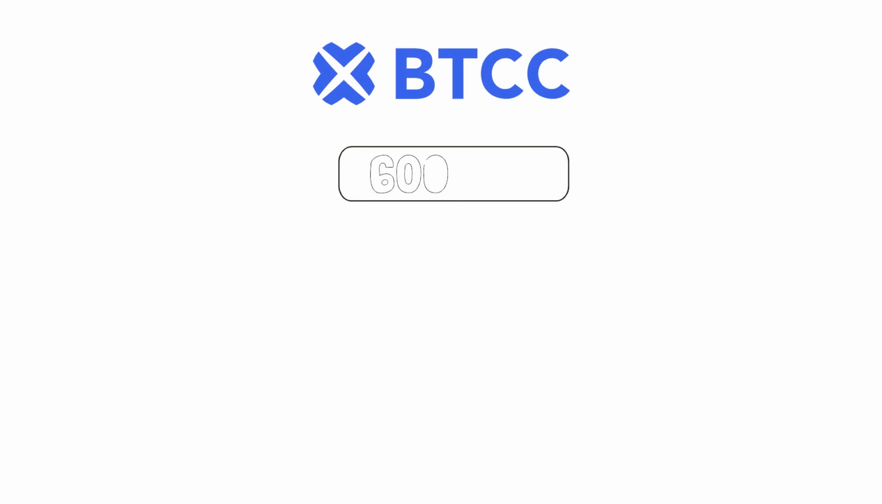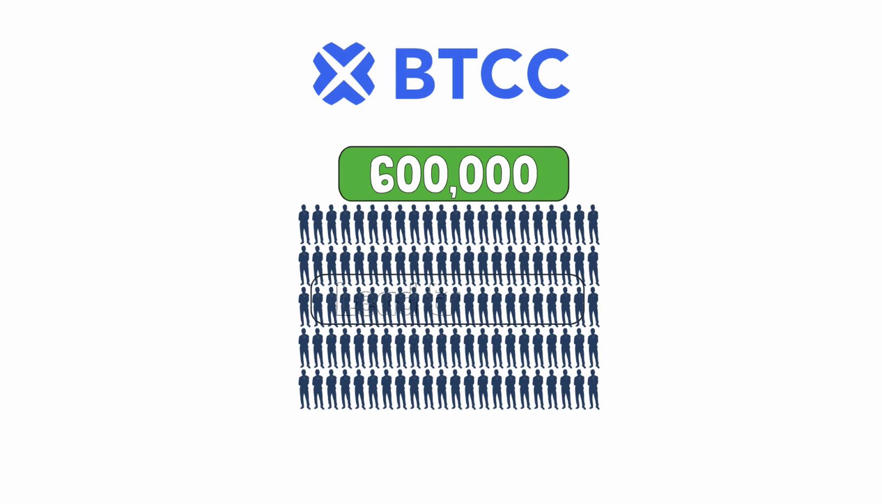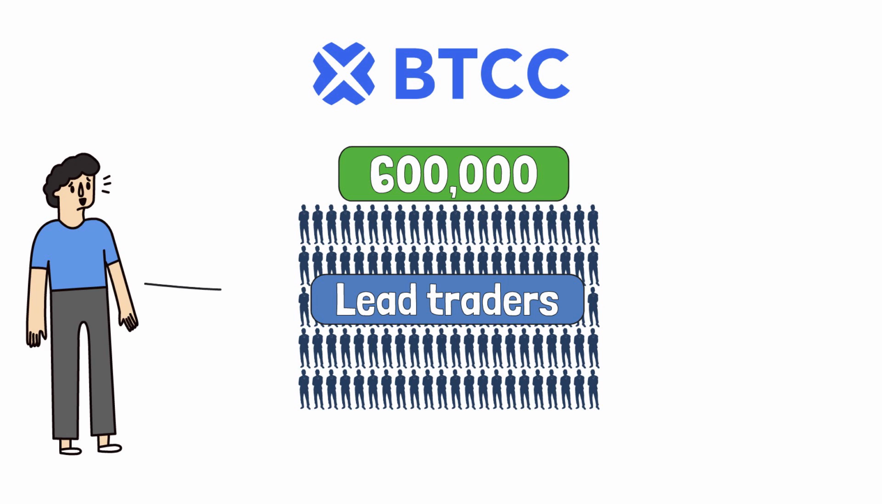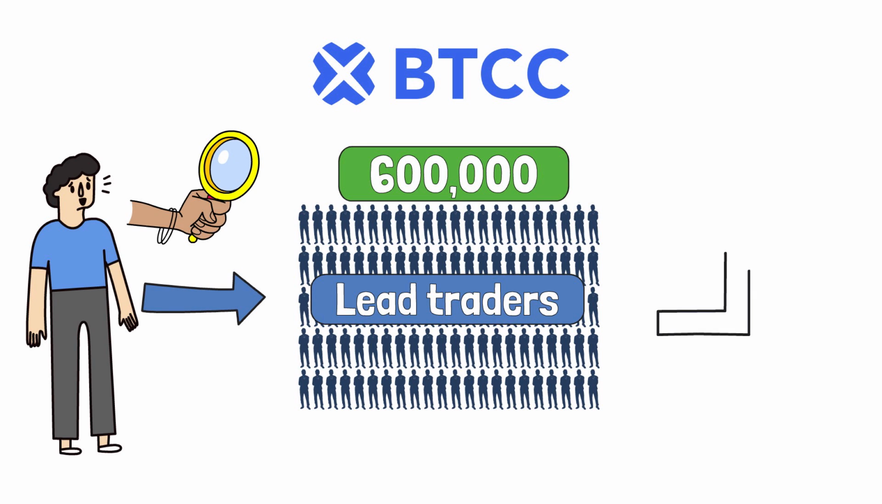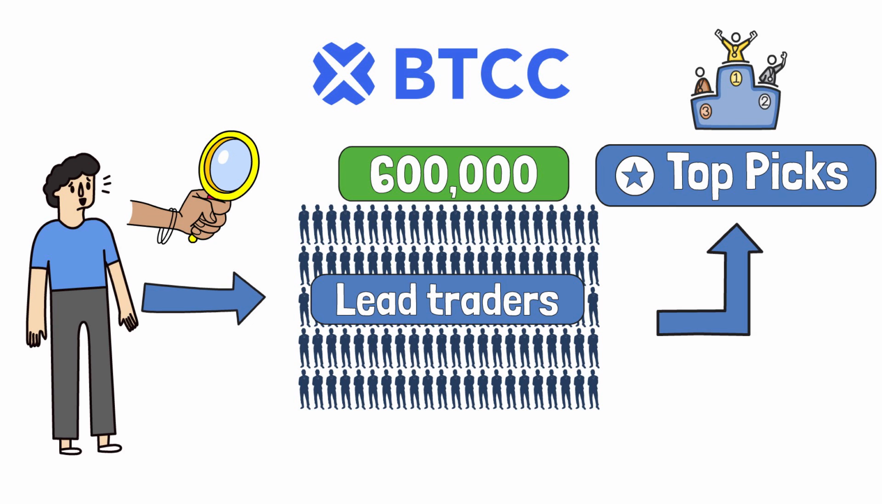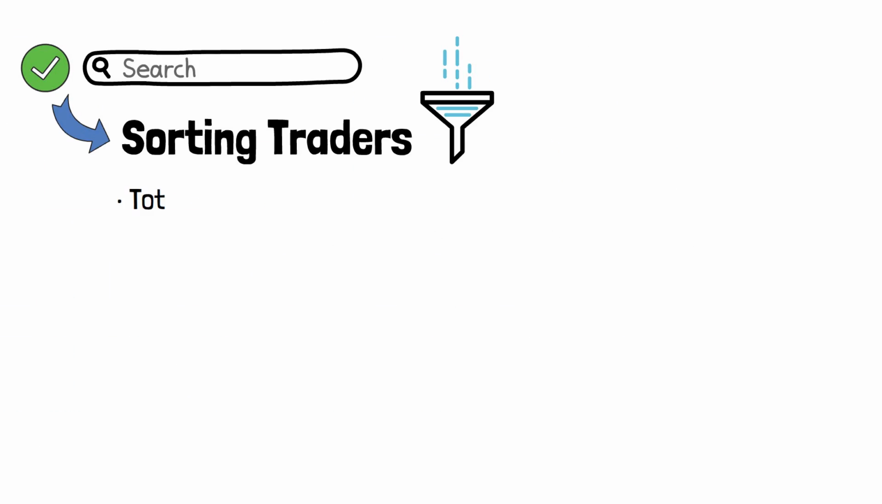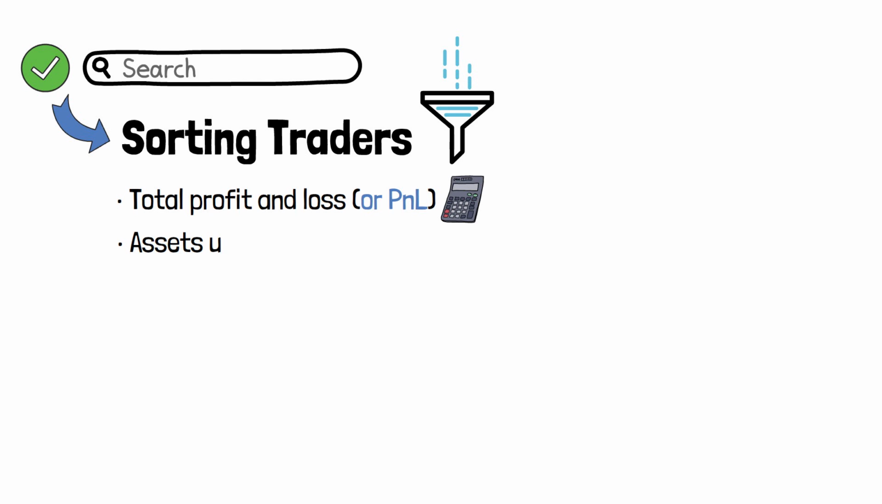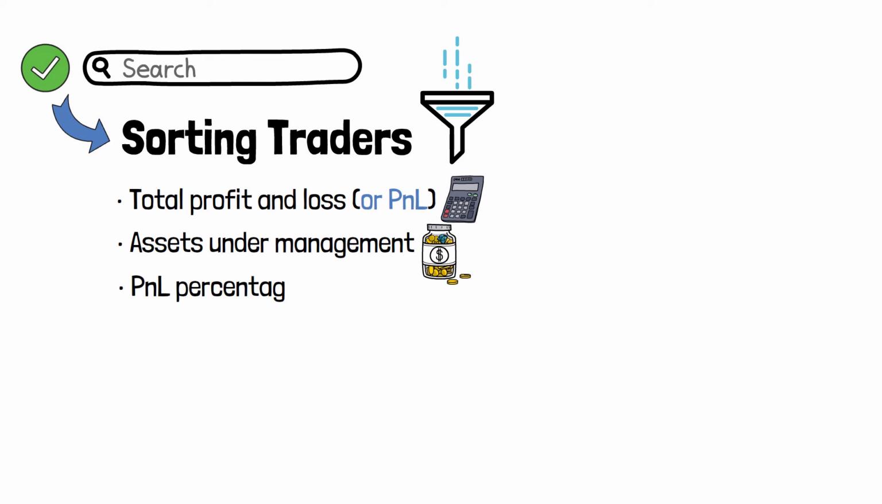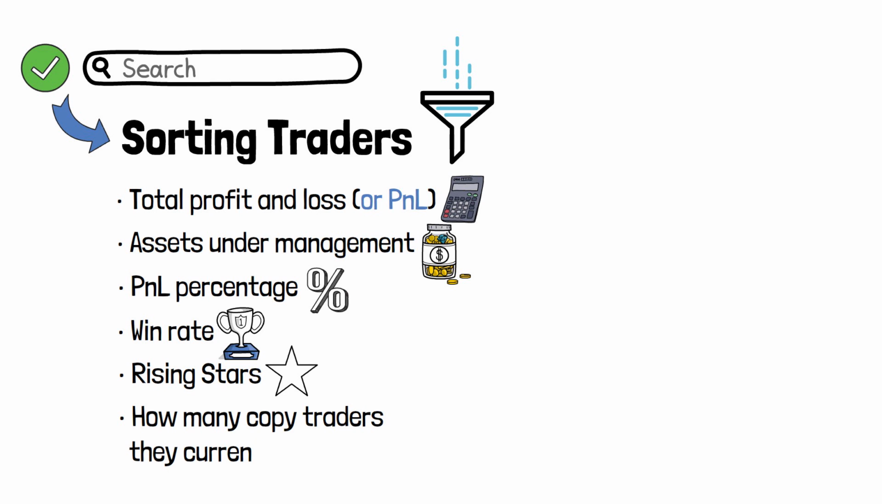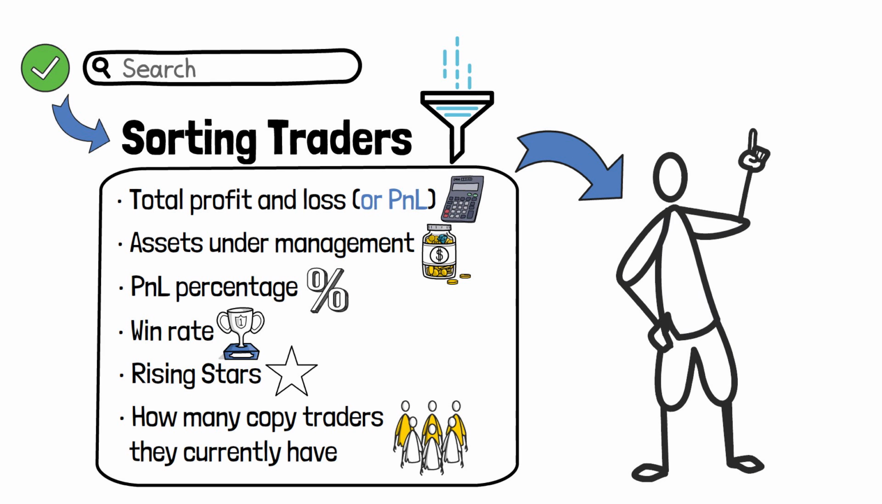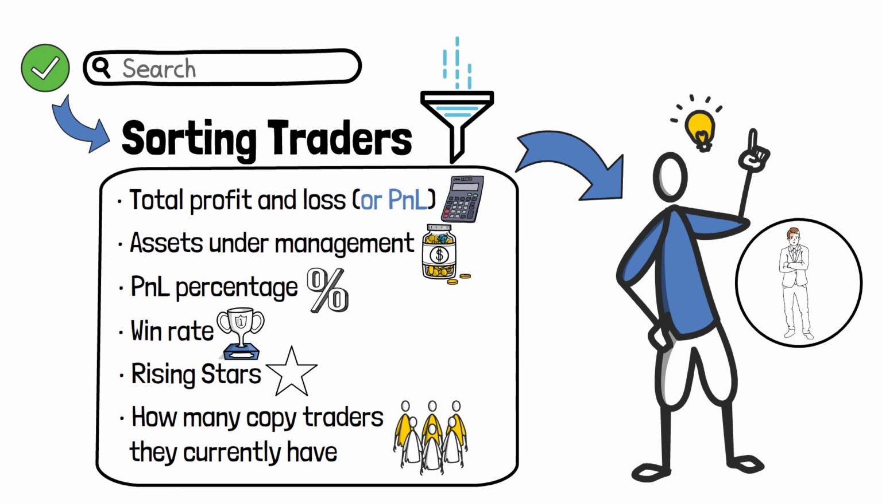BTCC also boasts a massive community of over 600,000 lead traders for you to choose from. That's a huge pool of potential expertise at your fingertips. To help you navigate this, they even have a top picks section with recommendations. Plus, you can really fine-tune your search by sorting traders based on various metrics like their total profit and loss, or P&L, assets under management, P&L percentage, win rate, and even check out rising stars or see how many copy traders they currently have.